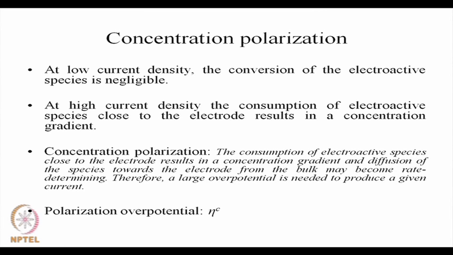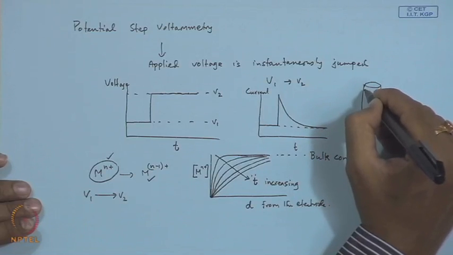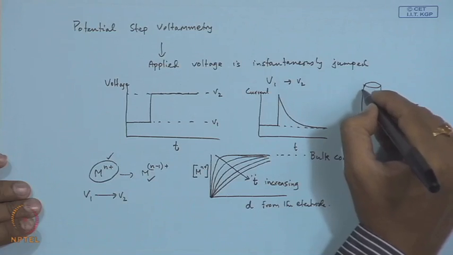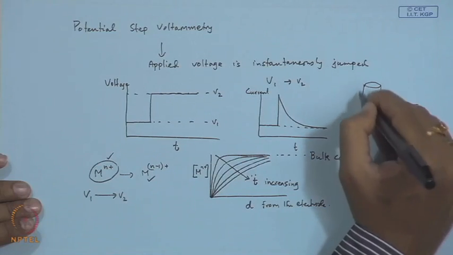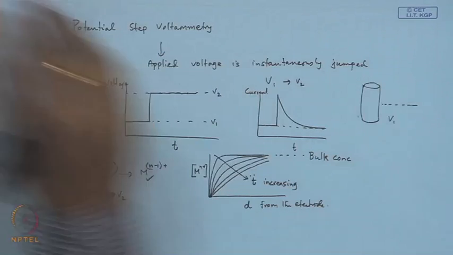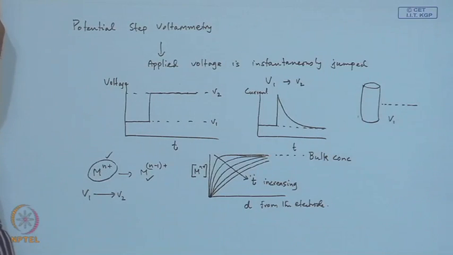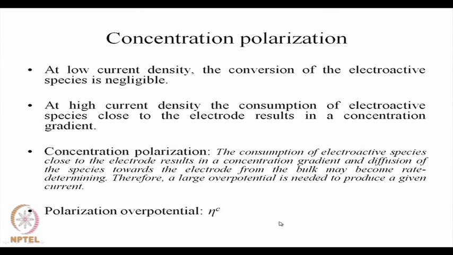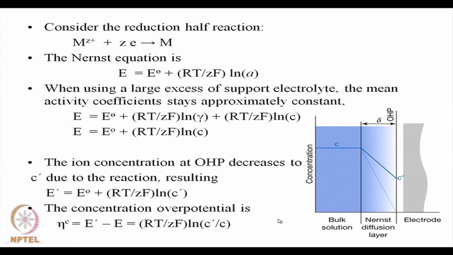In this case, since there is a concentration difference, a huge concentration gradient is created. Now, polarization. Therefore, a large over potential is needed to produce a given current, and that over potential may be regarded as the polarization over potential. Now, consider a simple reaction, that is M^Z+ after taking Z electrons, giving you M.